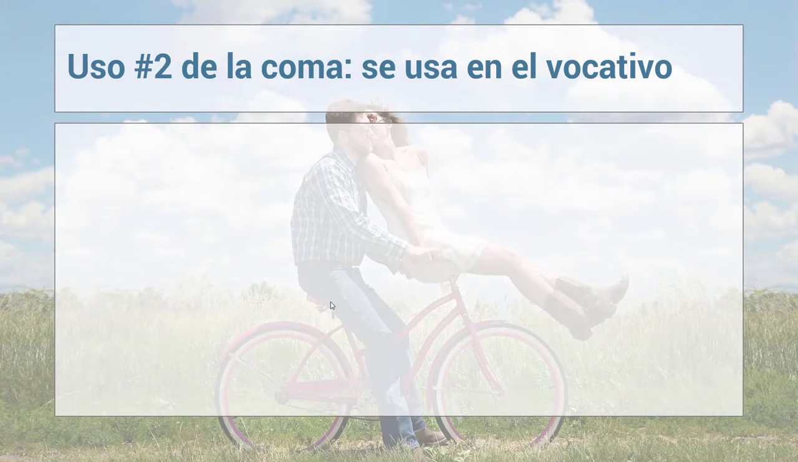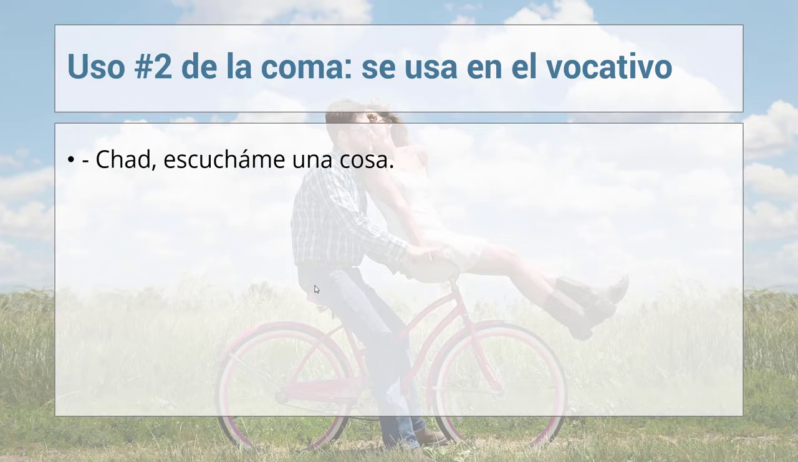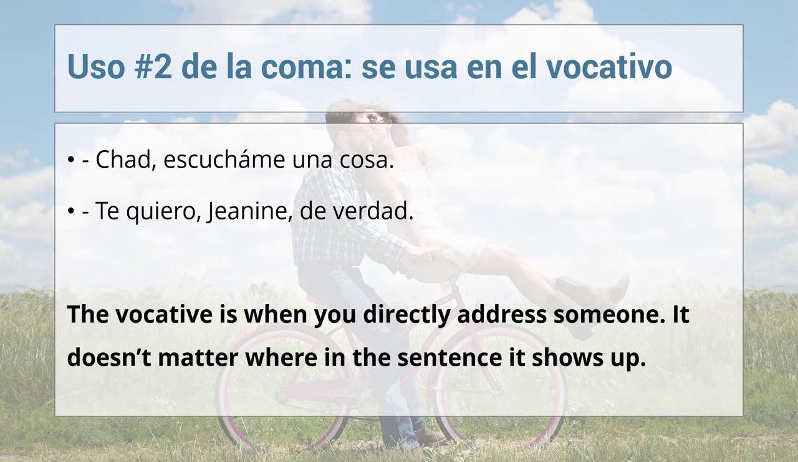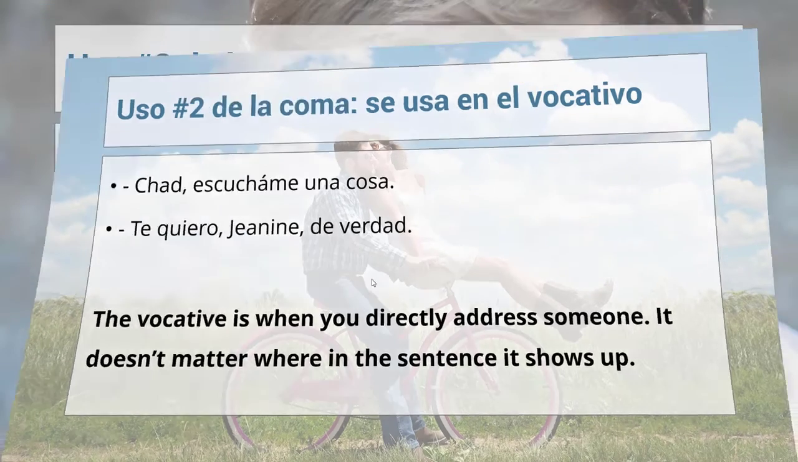The second use is in the vocative. Se usa en el vocativo. So, Chad, escúchame una cosa. Te quiero, Jenny, de verdad. So these are 2 examples of the vocative. And that's when you directly address someone. It doesn't matter where in the sentence it shows up. It could be beginning, middle, or it could show up in the end.